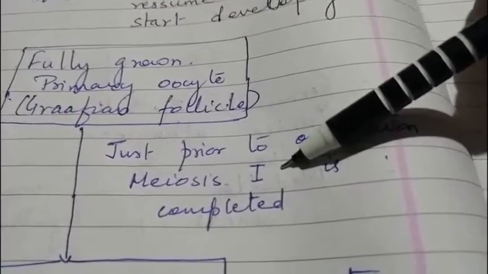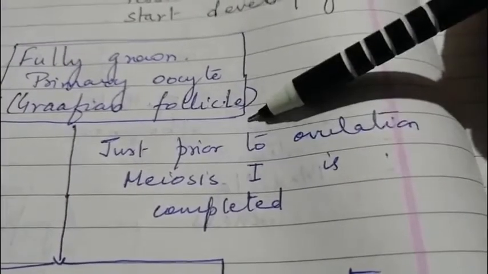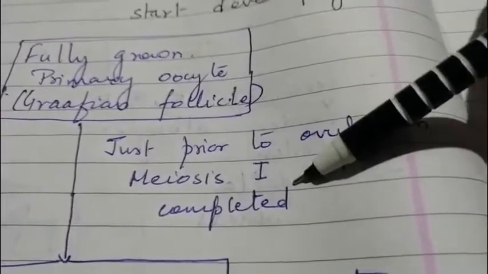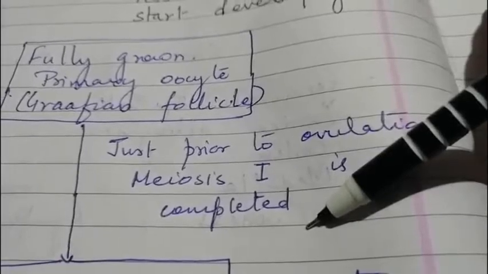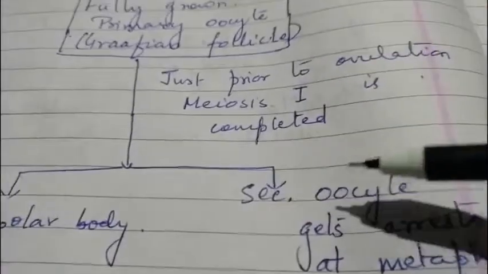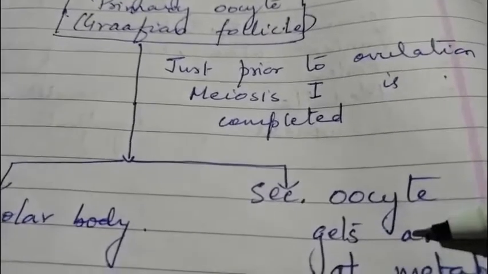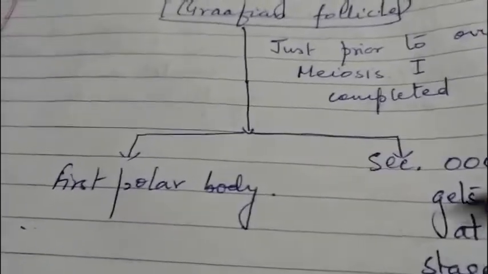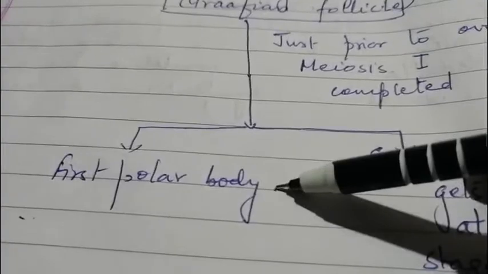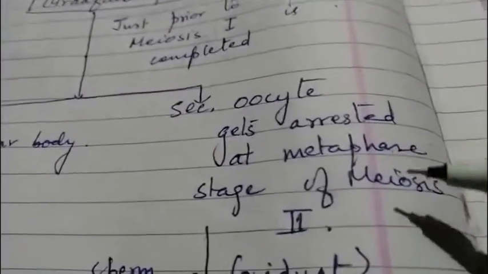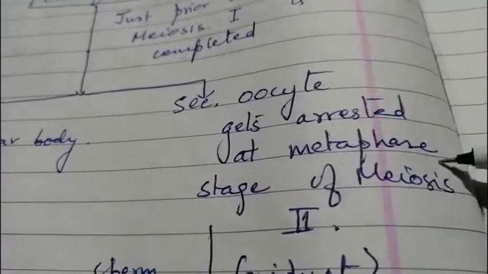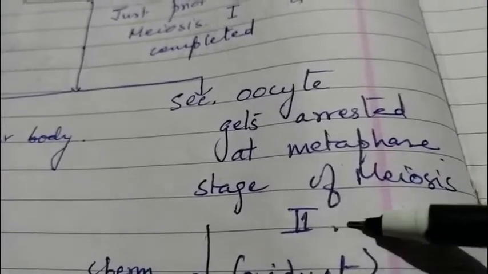Just prior to ovulation, what is happening to this follicle, to this primary oocyte? Meiosis 1 is completed. As a result, what will be formed? This is your primary oocyte. It changes into a secondary oocyte, and the first polar body is released. Now the secondary oocyte gets arrested at the metaphase stage of meiosis 2.